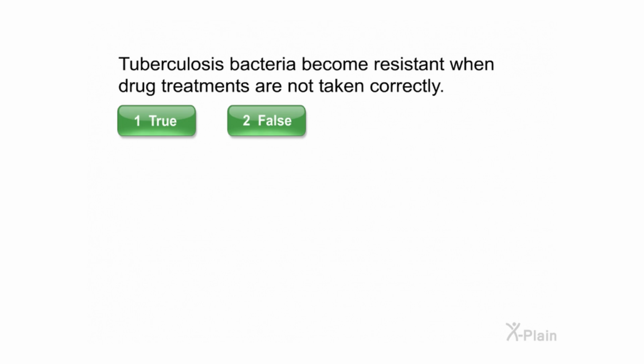Tuberculosis bacteria become resistant when drug treatments are not taken correctly. Select true or false.